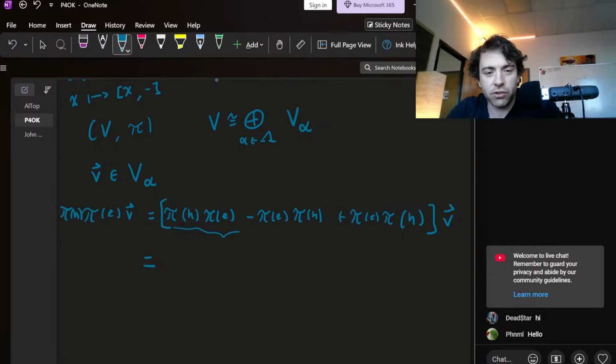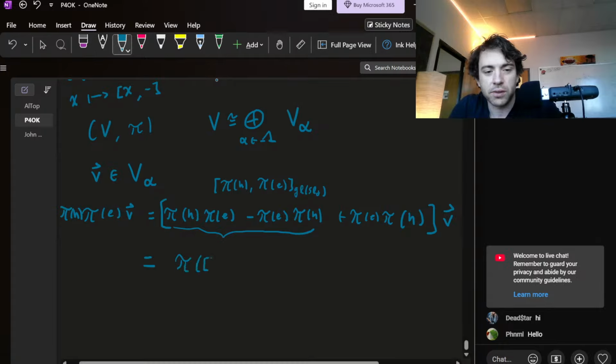Anyways, what is this? This is nothing but the Lie bracket of π(E) and π(H), right? This is just the Lie bracket of π(E) and π(H) in the Lie algebra of SL2, the Lie algebra of SL2 as a vector space. But π is supposed to be a Lie algebra homomorphism, right? So this whole term here is just going to be the same as π of the Lie bracket of H and E, where now this is the Lie bracket happening in SL2. I'm going to distribute the vector into this pair of terms here and into this term here.